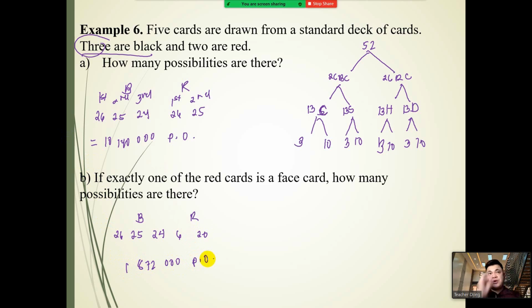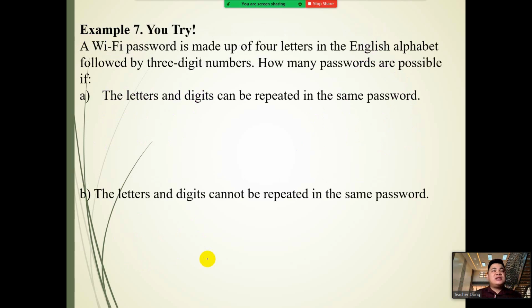So just remember, before you can answer a specific problem, you have to understand first, and you have to be familiar with the events that were used. Like for example, in this case, we use cards. Then in example number 5, we are using letters and numbers. So let's have the 7th example. You try. A Wi-Fi password is made up of 4 letters in the English alphabet followed by the 3-digit numbers. How many passwords are possible?